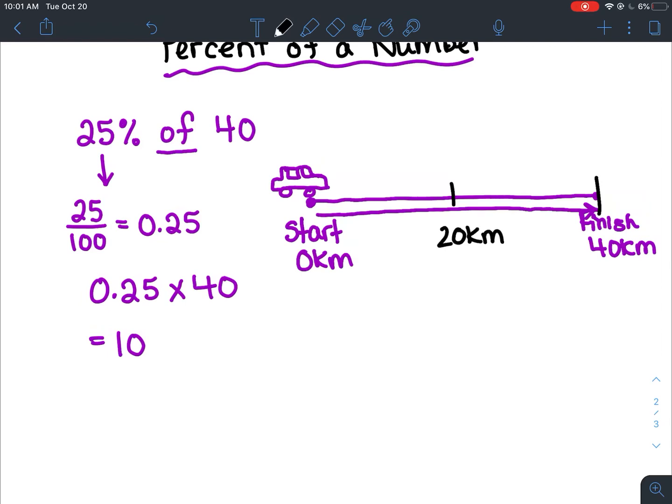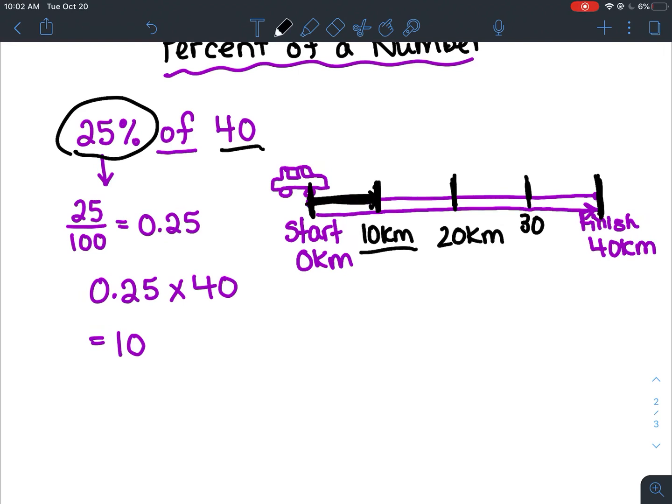What if you only drove a quarter of the way? Well, that would be 10 kilometers. So you can see how a quarter of 40, or 25% of 40, is 10. So it's like 1/4 of the way there. If we broke up 40 into 4 sections, so 0, 10, 20, 30, 40, 4 equal sections of 10, then to get 25% of them, that's just a quarter of the way there.